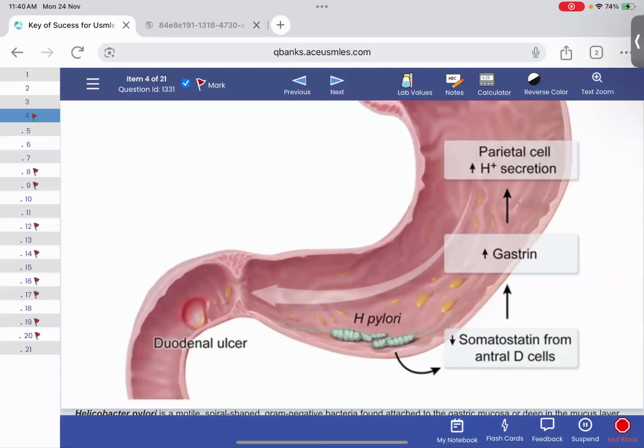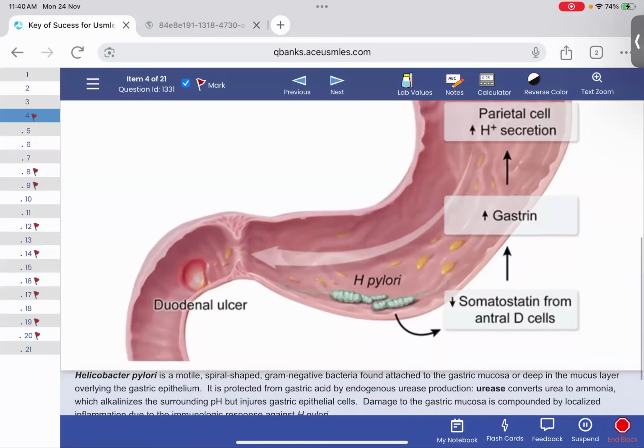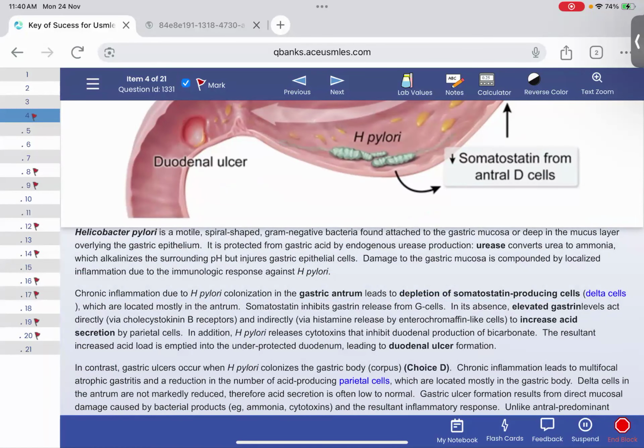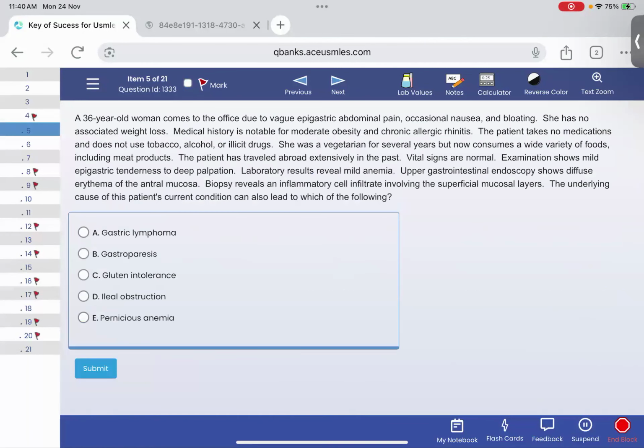Yeah, so you have H. pylori, which damages these somatostatin producing antral cells, increases a lot of gastrin, and produces secretion of these acids, which are emptied into the duodenum and cause these duodenal ulcers, right? Okay, next question.